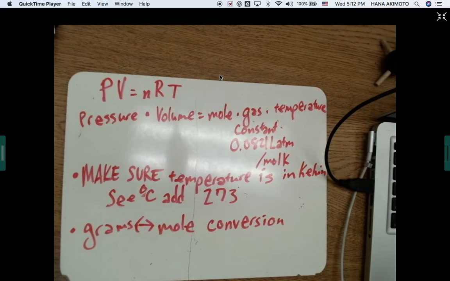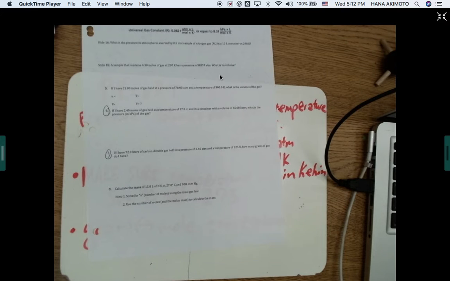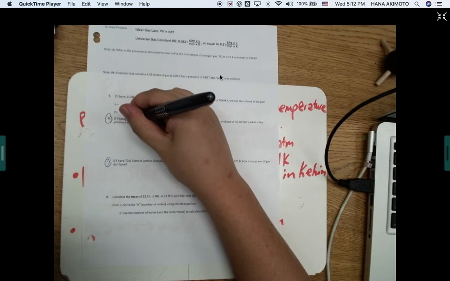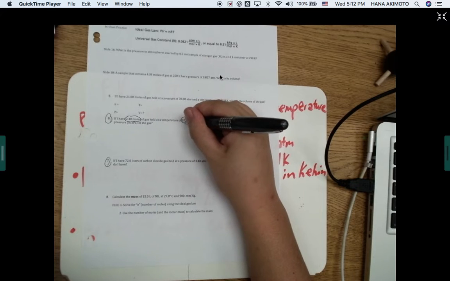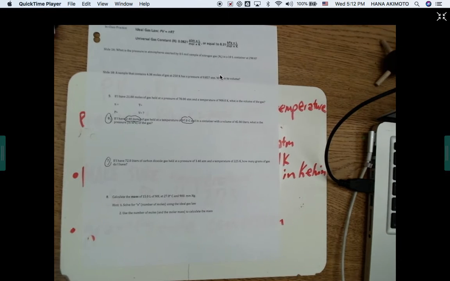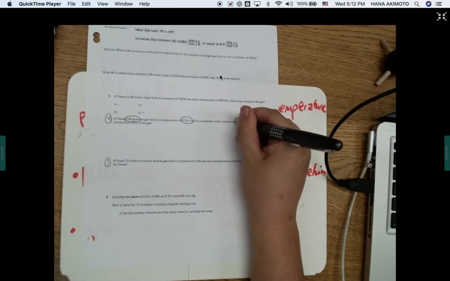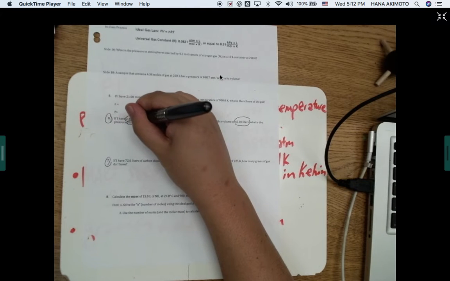Okay, so let's go through some sample problems. Okay, you don't have these problems. This is from an old sheet. I just want to show you how to do it. Okay, if I have 2.4 moles of gas held at the temperature of 97.0 degrees Celsius in a container with a volume of 45 liters, what is the pressure in kPa?